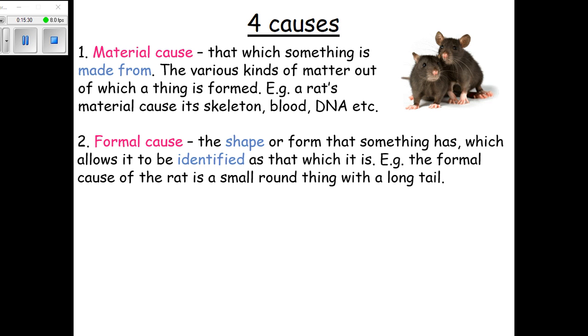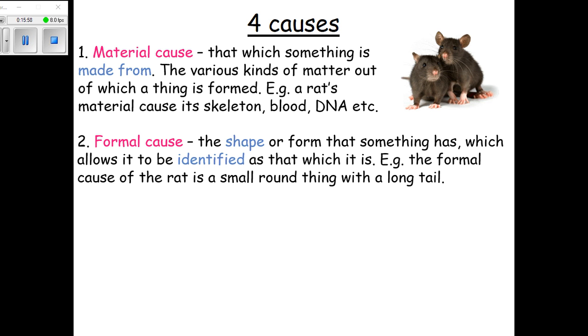This is the formal cause. So the matter needs to be put into a form or a structure. So this is the shape or form that something has, which allows it to be identified as that which it is. The formal cause of the rat, it's a small round thing with a long tail. I would say it's the DNA personally. That's the structure of the rat's body, isn't it? Okay. Now this by itself wouldn't be enough though.